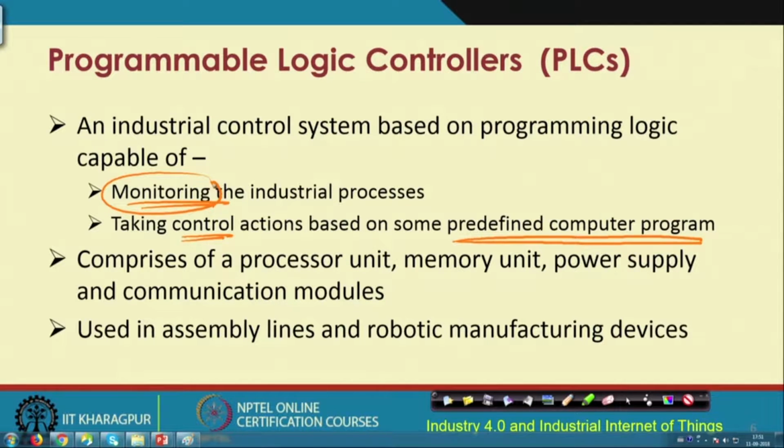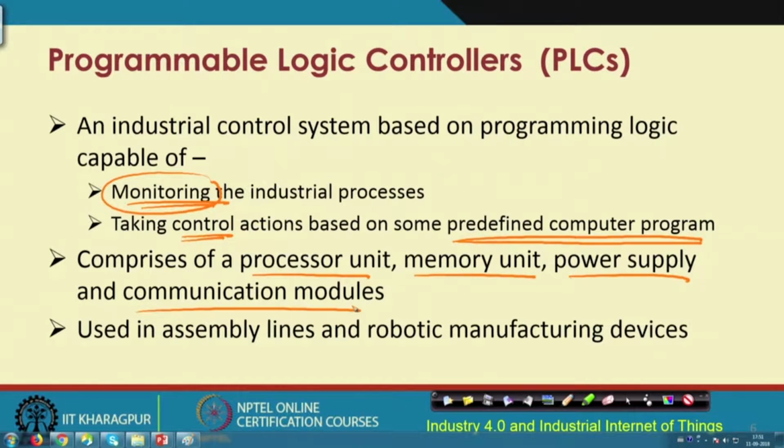So, it comprises a processor unit, a memory unit, power supply and communication modules. It is used in assembly lines and robotic manufacturing devices a lot. So, in all assembly line things nowadays where there is automation, robotic manufacturing facilities, mostly you will find that what is used are these different PLCs in different forms.